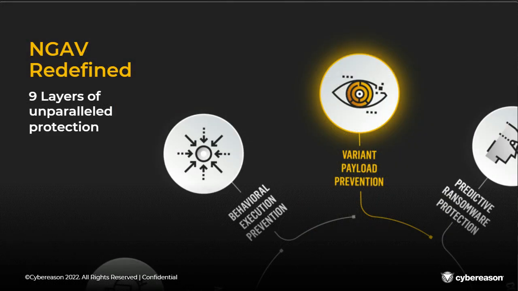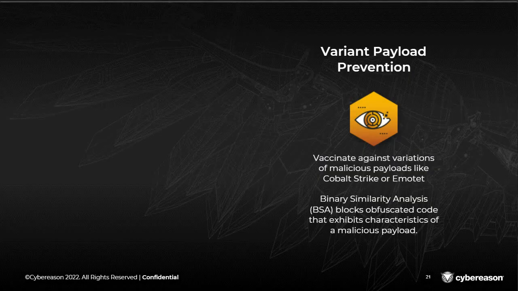And now let's look at the other new layer, variant payload prevention. Variant payload prevention, this is something that is only available with Cybereason, truly unique. When attackers infiltrate systems, they need collections of tools to advance their malicious activity. They keep these tools neatly packaged up in toolboxes called payloads. Some of the most common payloads we see time and time again are Cobalt Strike Beacons and Metasploit Interpreter, just to give a couple examples.